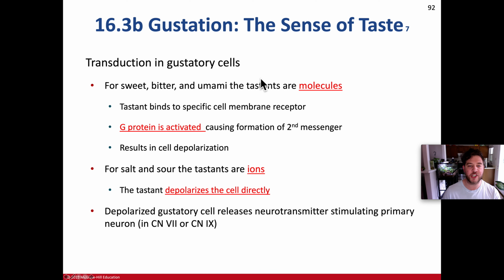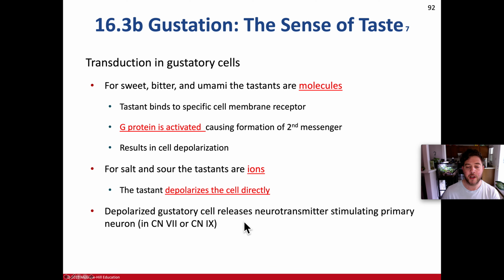Okay, so transduction and gustatory cells, converting these chemical signals to electrical ones. For sweet, bitter, and umami taste, the tastants are molecules. So your tastants are binding to a specific cell membrane receptor. The G protein is activated, causing a second messenger formation, just like we did where we formed cyclic AMP in olfaction. And then your cell is depolarized. So sweet, bitter, and umami are molecules, activating G protein to depolarize your neural cells. Salt and sour tastants are ions, so they depolarize the cell directly. So either molecules going indirect or ions binding directly.